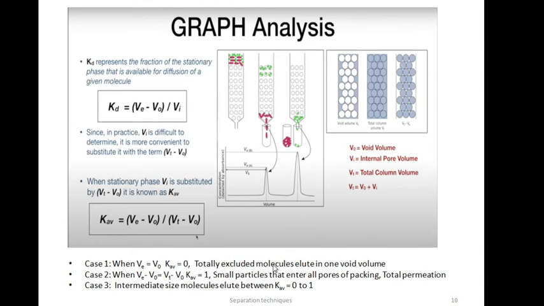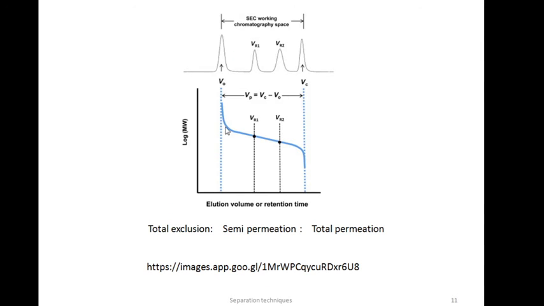Okay, so initially large sized ones are going to come out at KAB equal to 0. Then the smallest ones are at KAB equal to 1. In between sized particles are going to come out between KAB equal to 1 and 0. So this is the graph.